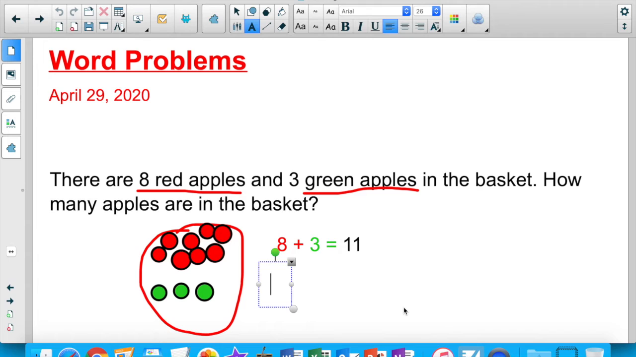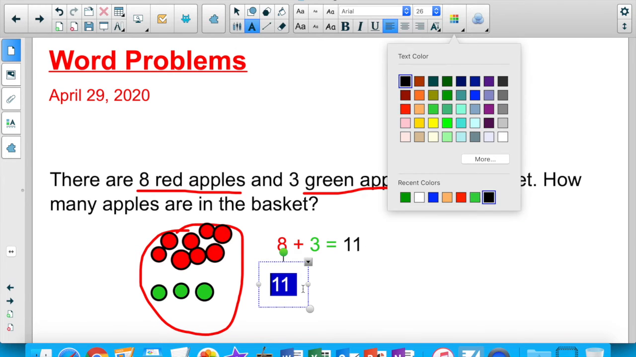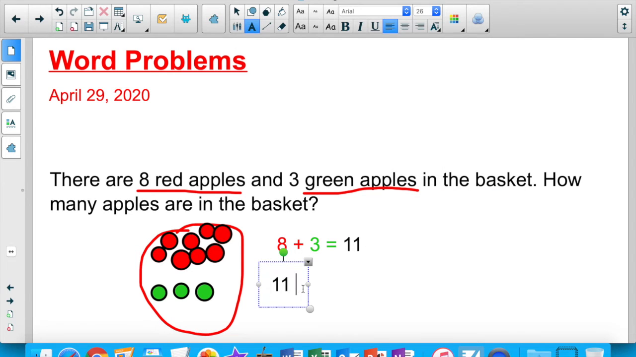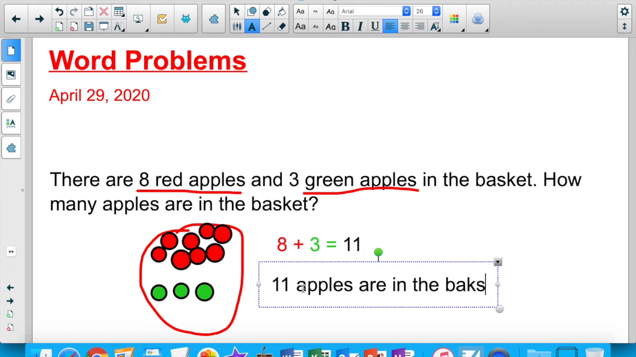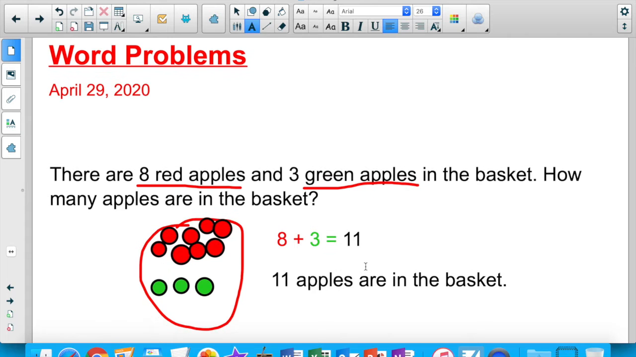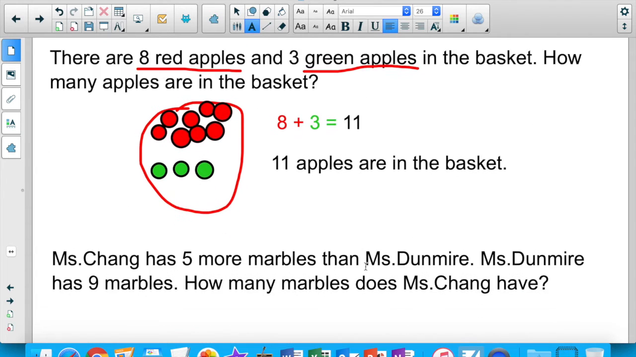And I can write 11. I'll just change the text color. 11 apples are in the basket. Let's take a look at the next question.